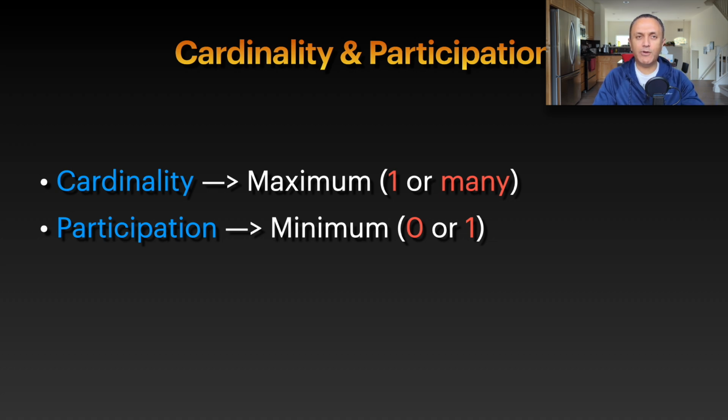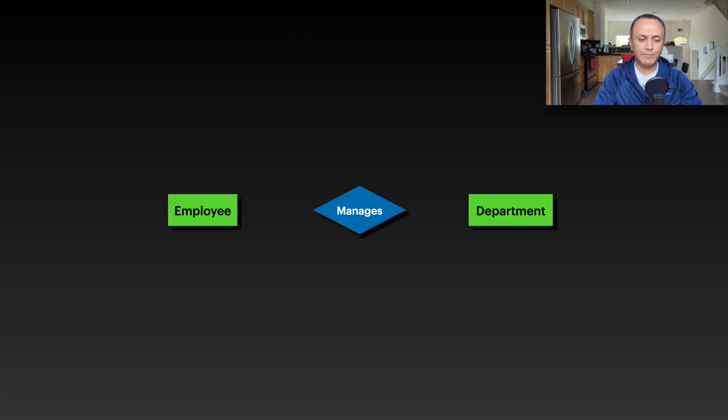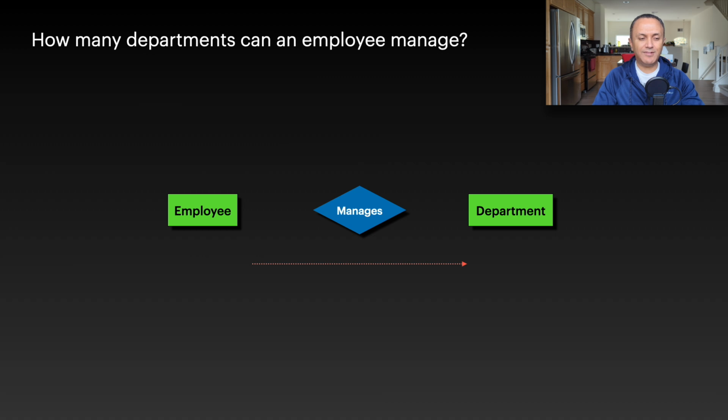Let's try to think about that as we look at the following example. So employee and department with the manages relationship, again, the same relationship that we've seen multiple times so far. Going from employee to department, the question that we're asking is how many departments can an employee manage, right? So an employee can manage 0 departments because they might not be a manager at all. But if they are a manager, they can manage only 1 department. So the minimum is 0, maximum is 1. So 0 tells us that this is a partial participation, and then the maximum 1 is the cardinality on that side.